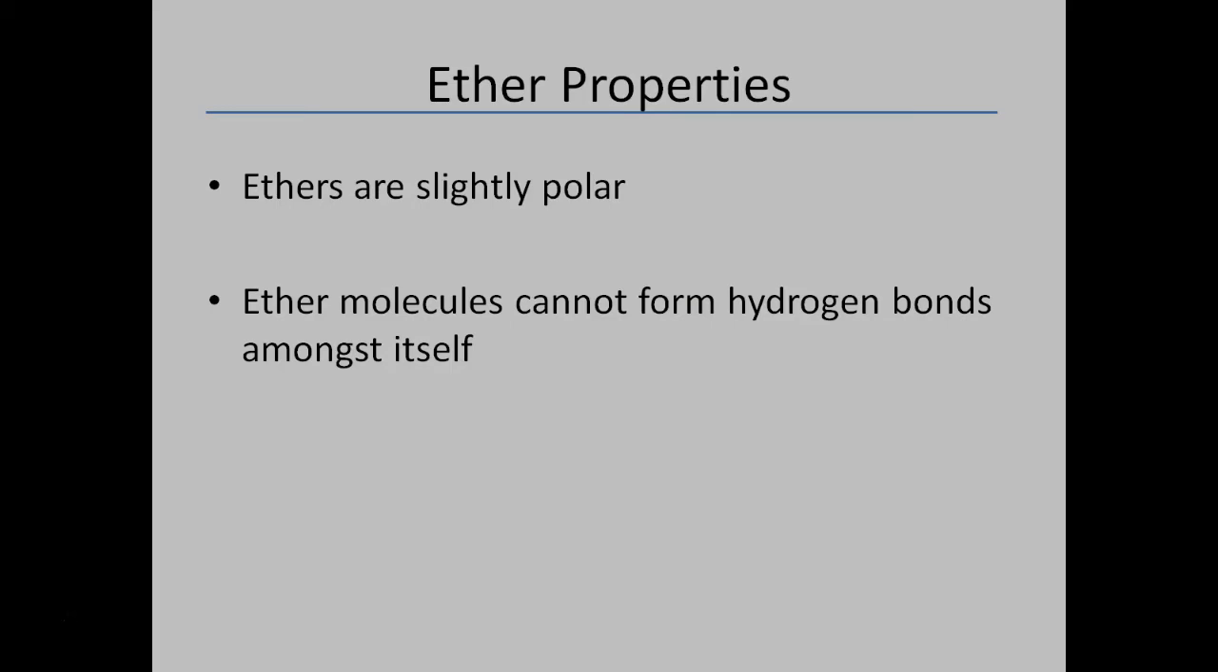Okay, ethers are slightly polar because they have a carbon to oxygen bond, but because they don't have a hydrogen bonded to an oxygen, they cannot form hydrogen bonds amongst themselves. And so this affects their properties. So for example, since they can only have London force and weak dipole attractions, their melting points would be expected to be below that of an alcohol. Likewise, because they can only receive hydrogen bonds from water, we would also expect their solubility to be less than that of an equivalent length alcohol.